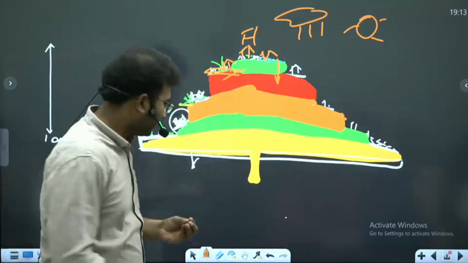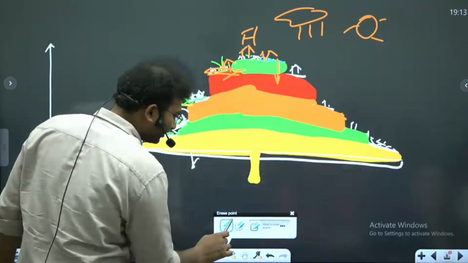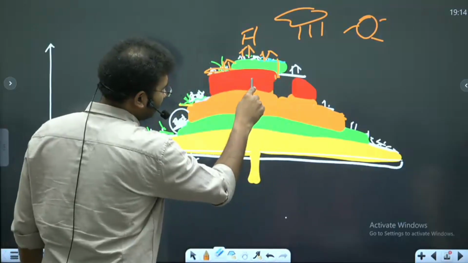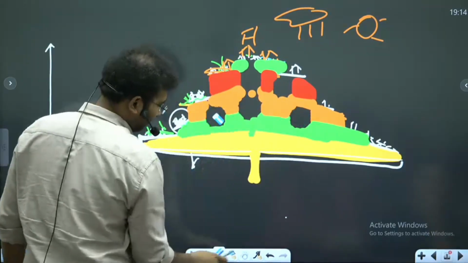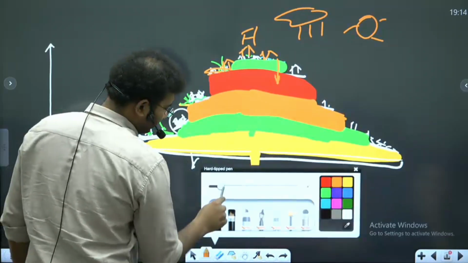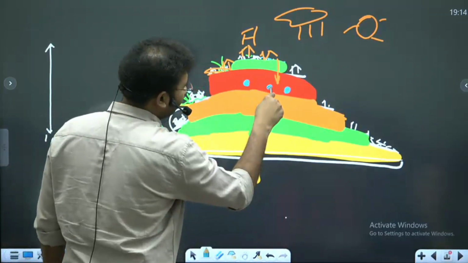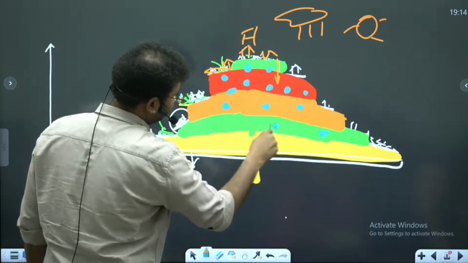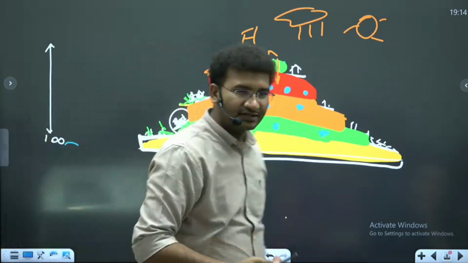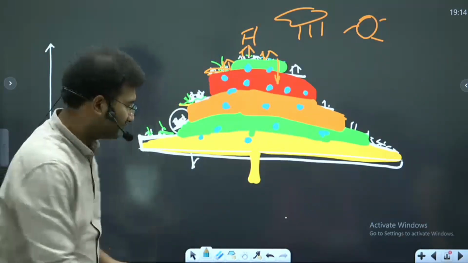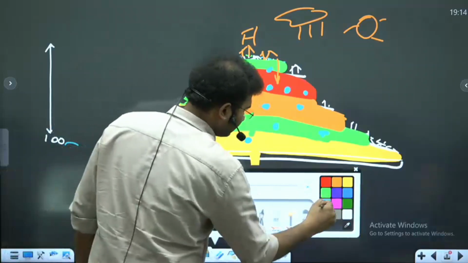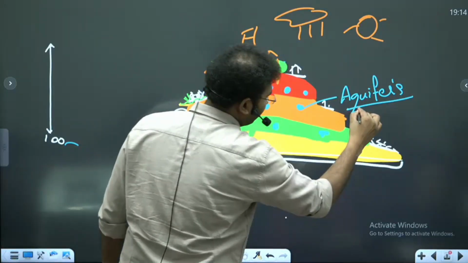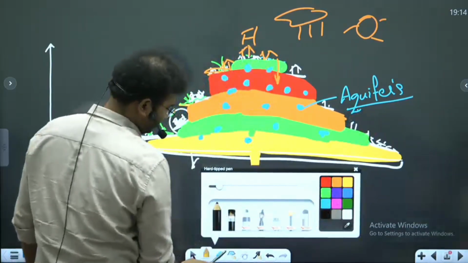Now in this rock structure, you can ask me, sir, where is water present? Just imagine if you can have small holes of this sort. Let's imagine that these are small holes which are formed. Sometimes the rock is not fully formed. Now these small holes where the water tends to store are called aquifers.